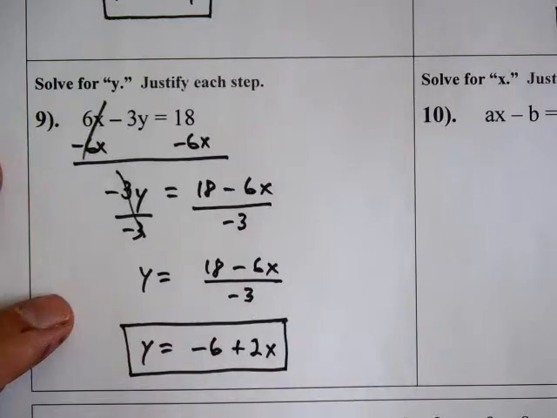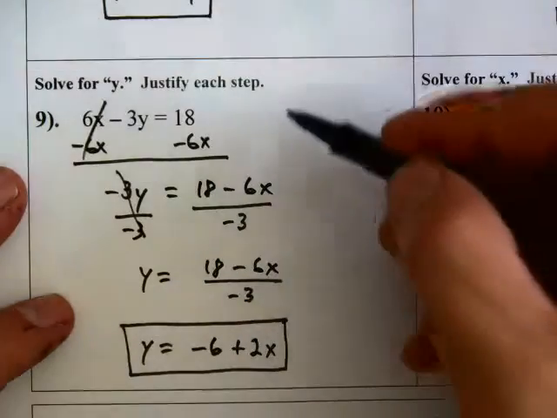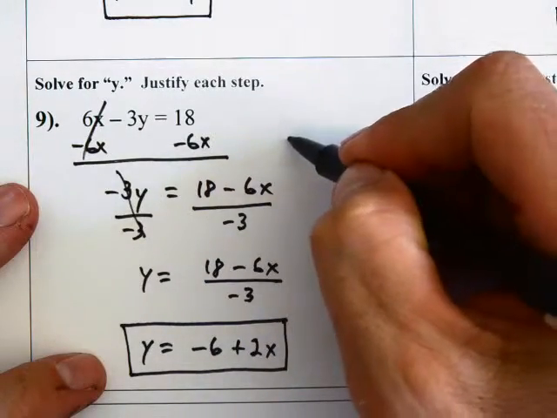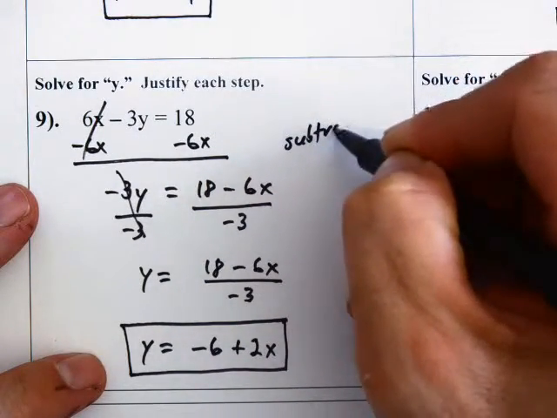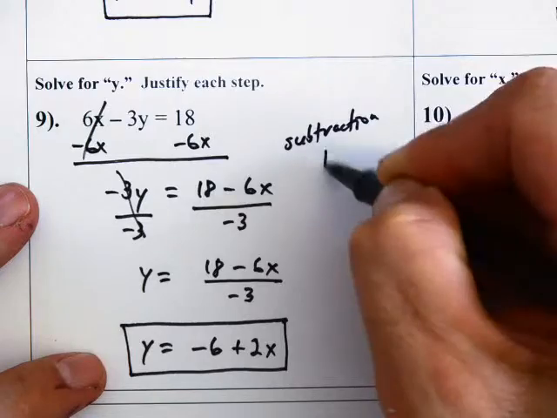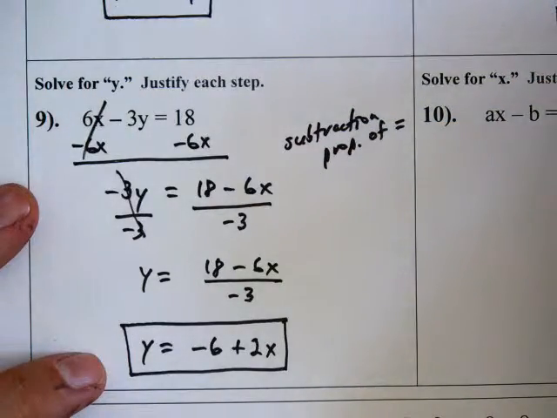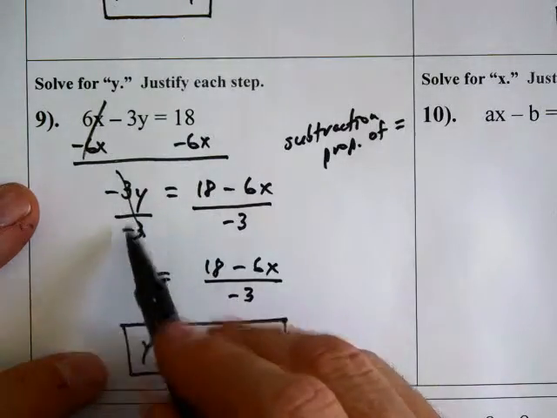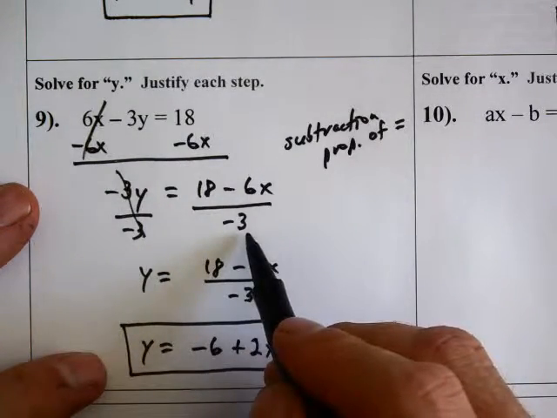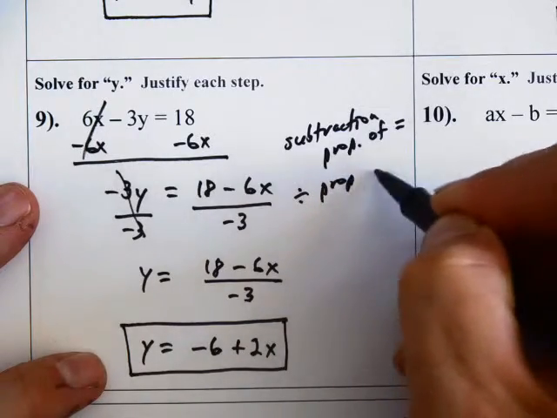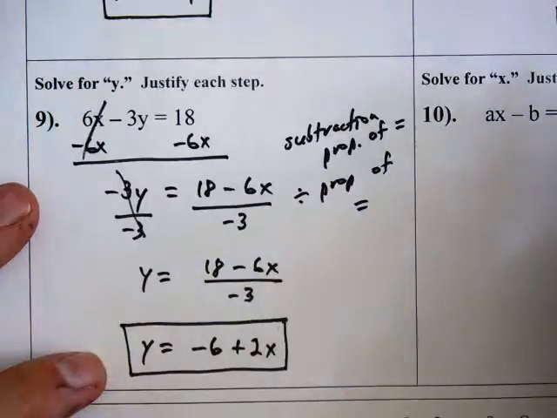Oh, you know what? I forgot to justify each step. So let me go back now and fill those in. Here I subtracted on both sides. So this is the subtraction property of equality. Then what did I do? Well, I divided by the -3. And so that was the division property of equality.